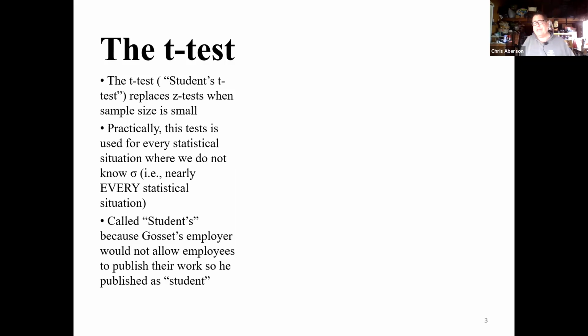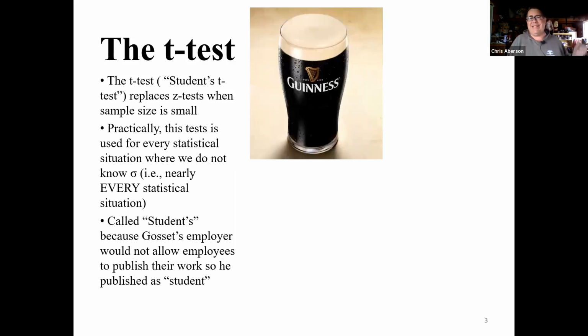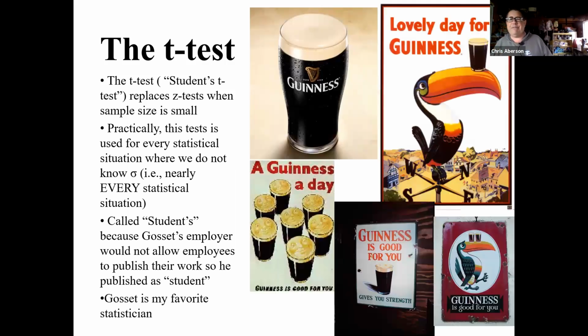It's called, interestingly, the Student's t-test because Gosset's employer didn't allow employees to publish their work. So he published the work under the pseudonym of Student. And Gosset is my favorite statistician because his employer was the Guinness Brewing Company. Not a big fan of Guinness beer. I am a big fan of beer, though.